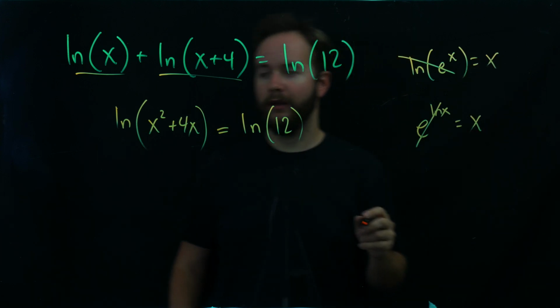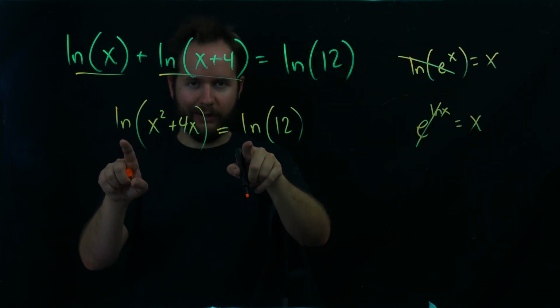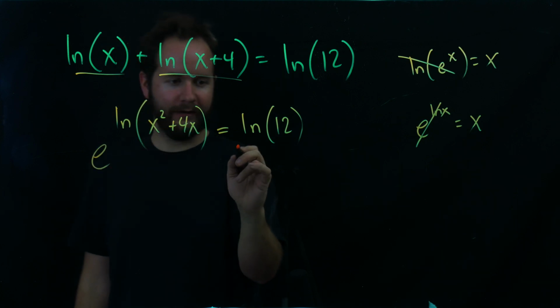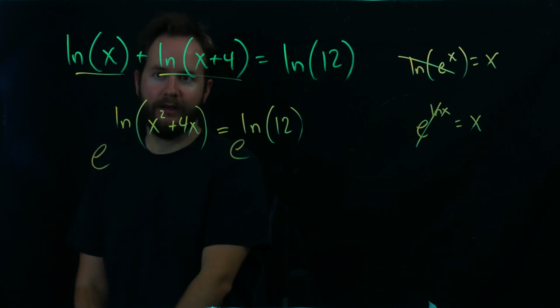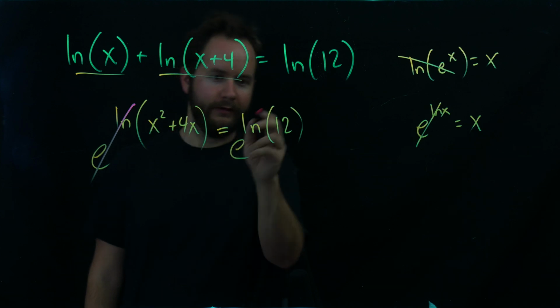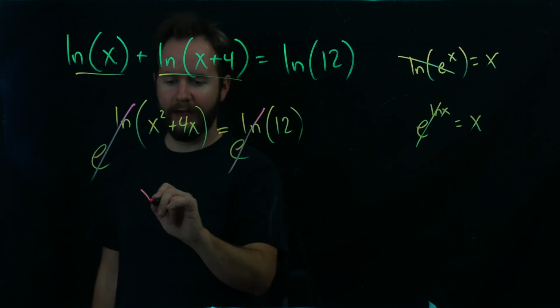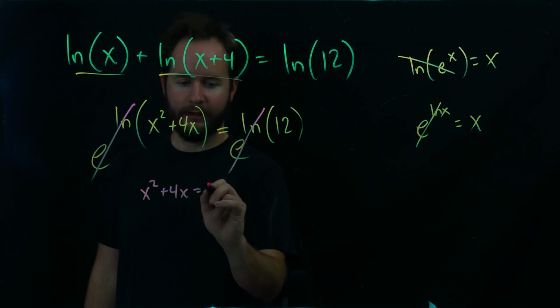So what we're going to do here is, I have two ln's. I don't want them there anymore. So I'm going to do e to both sides. E to that, e to that. This is handy because e to the ln cancels. E to the ln cancels. So then I'm just left with x squared plus 4x equals 12.